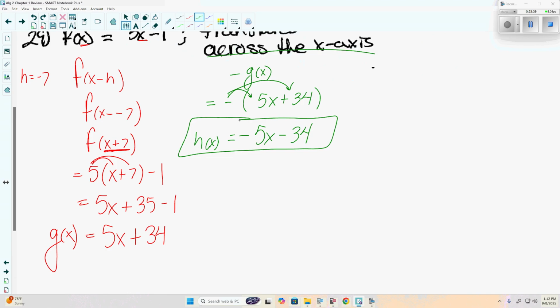Questions on 29? Questions on these transformations? So again, with any of these transformations, I would take it one transformation at a time. We're ready for the next problem.